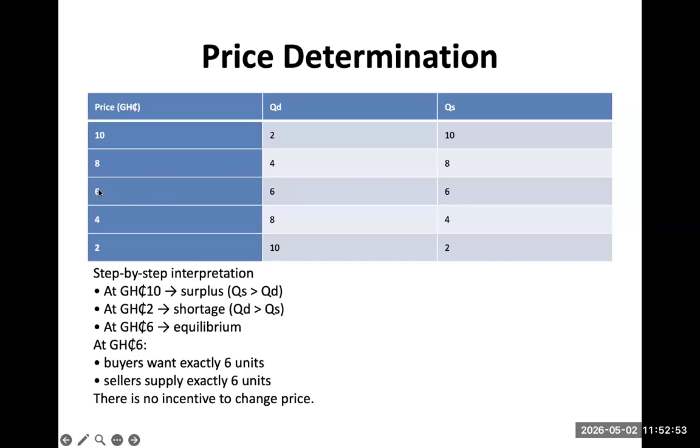At the price of 6 cedis, the buyers were buying 6 phones, and the suppliers were selling also 6. So you can see that at 6 units of the phones, the buyers want exactly what the suppliers were supplying. So therefore, you can say that there's what? An equilibrium, because there's no incentive to change the price.